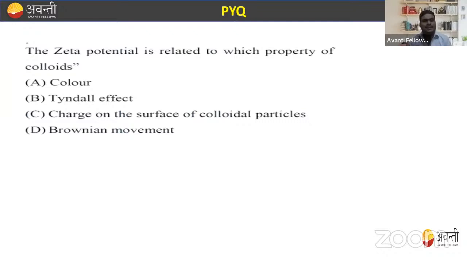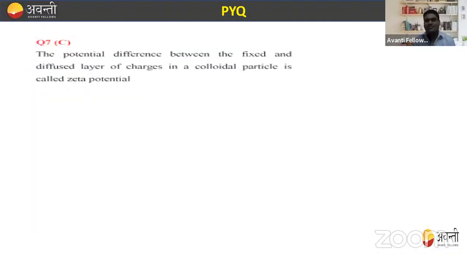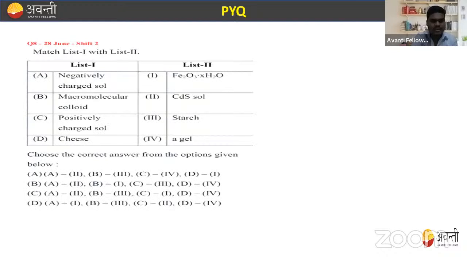Next question. The zeta potential is related to which property of the colloid? Color, Tyndall effect, charge on the surface of the colloidal particle, or the Brownian movement. As the name suggests, zeta potential, it is absolutely related to the charge. That is, the potential difference between the fixed and the diffuse layer of the charge in a colloidal particle is called zeta potential, right? So option C is absolutely correct.